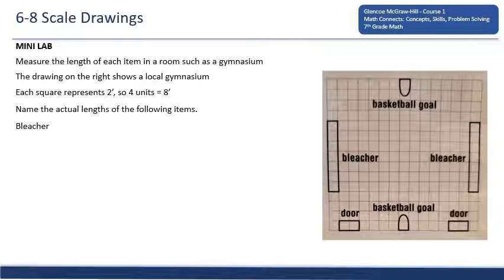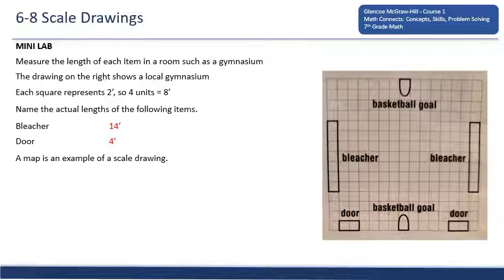Bleacher. How long is the bleachers? It is 1, 2, 3, 4, 5, 6, 7 squares. So the bleacher is 14 feet. What about the door? The door has 2 squares, so 2 times 2 is 4 feet.